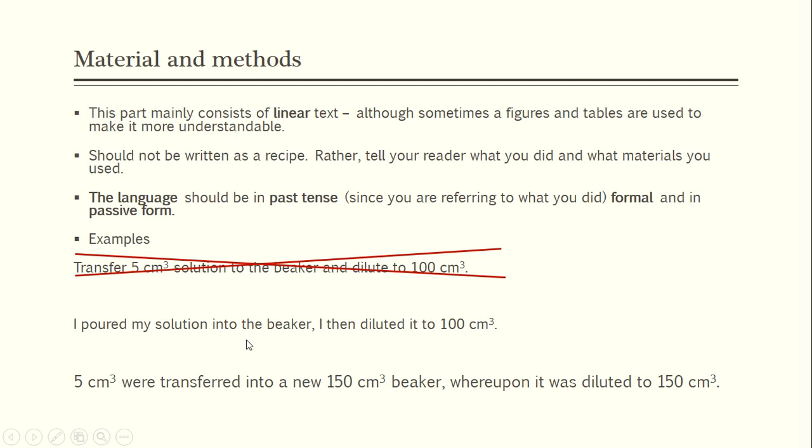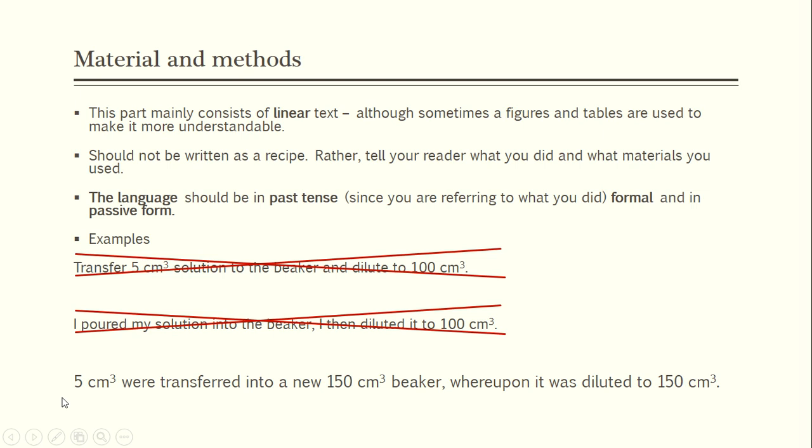I poured my solution into the beaker. I then diluted it to 100 cubic centimeters. Here you've got personal words, right? It's not passive, it's something you did, and we don't want to formulate ourselves that way. It's not very scientific. I then diluted it is something that you actively did. It's not something that was passively done, it was something that was actively done. So that's not correct.